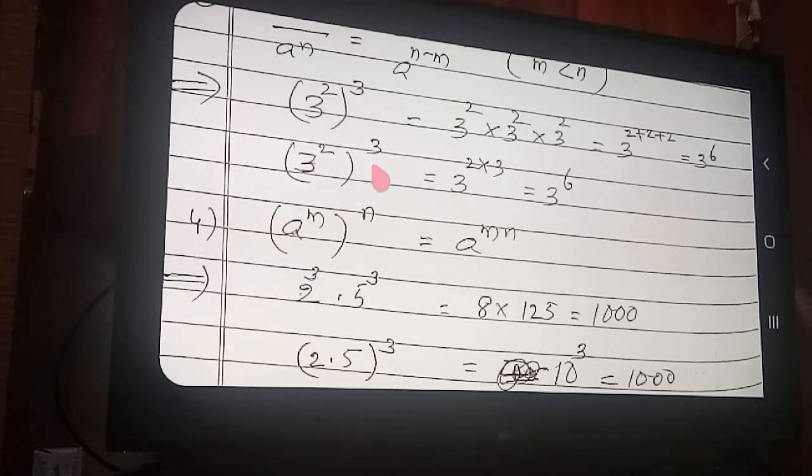Here we multiply only the indices. So 2 into 3, how much is coming? 6 coming now. So here 3 raised to 6 came. Here also 3 raised to 6 came. The meaning is that when the power of a power is coming, what will you do?